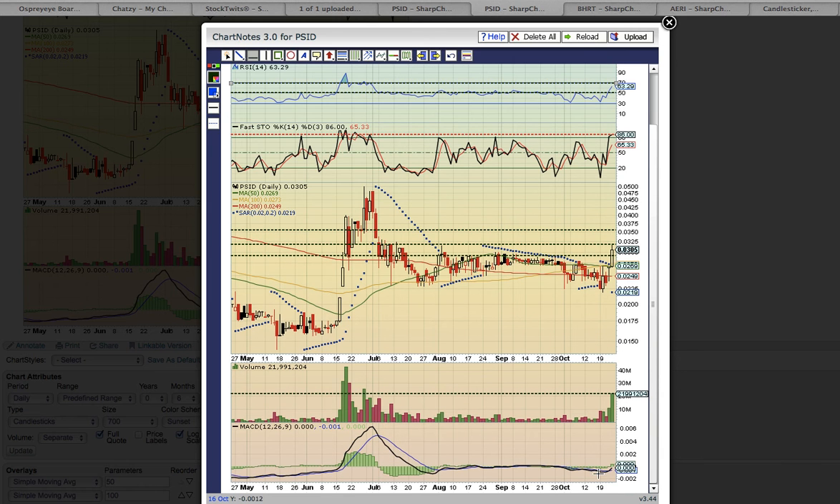If you look down here at MACD, you'll see there's a bullish crossover. The black line crossed the blue line to the upside, and that's another signal that we like to look for. The MACD line is now at 0.000, so it's now positive. It hasn't been positive since the beginning of the month of October back here. So that's another bullish development here for PSID.